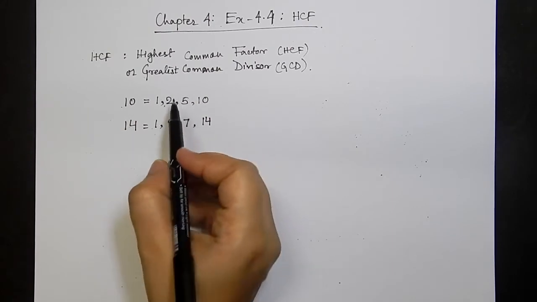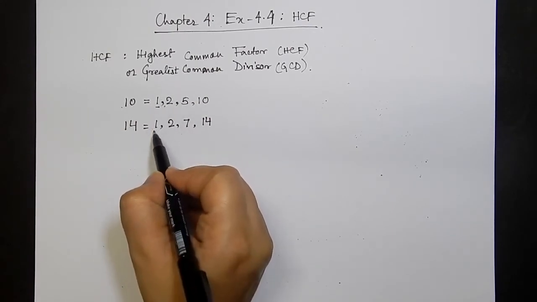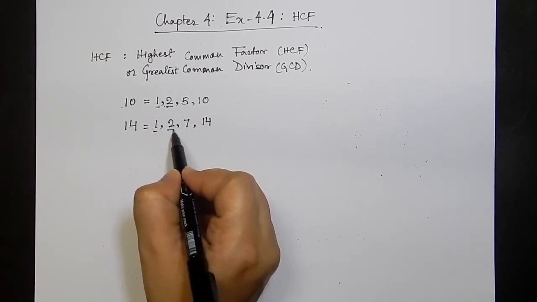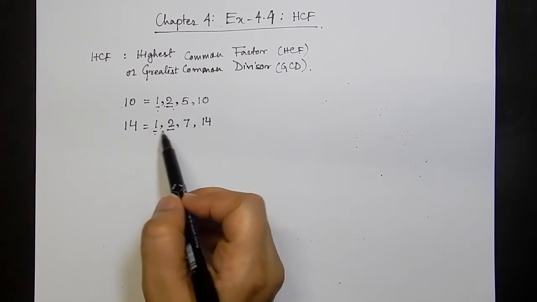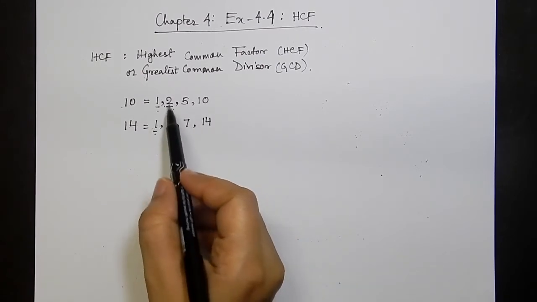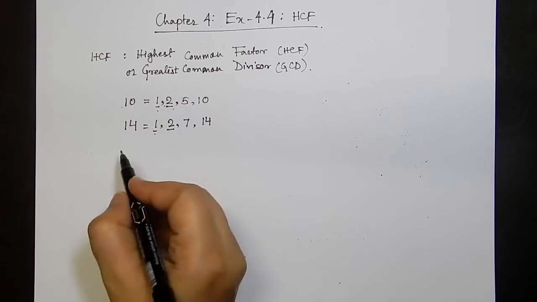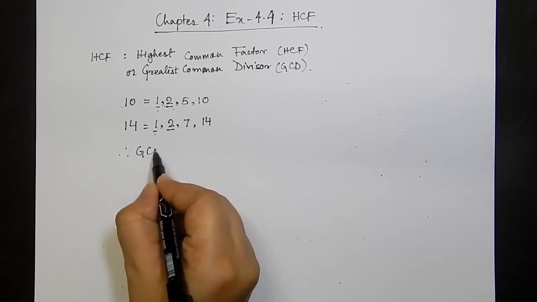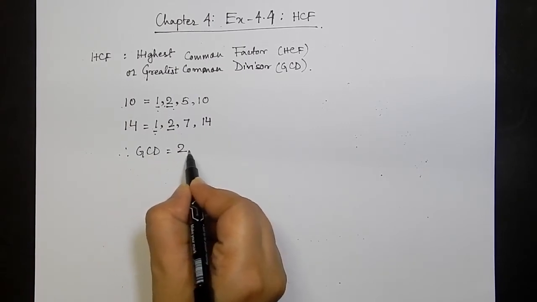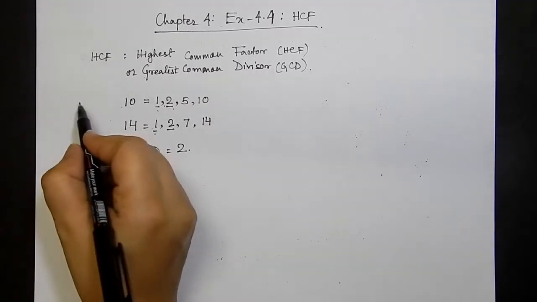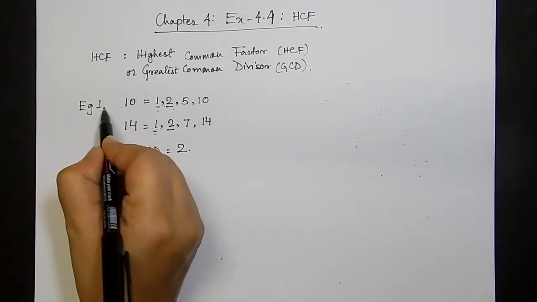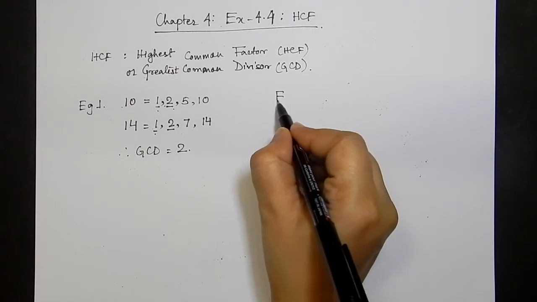Now let us see which are the common factors. 1 is common and 2 is also common. Out of these two, which is the highest? 2 is the highest. So therefore the GCD will be 2. This is example 1. Let us take another example.